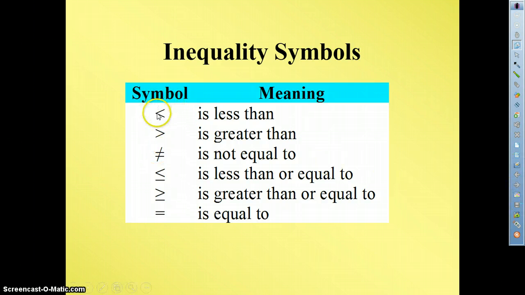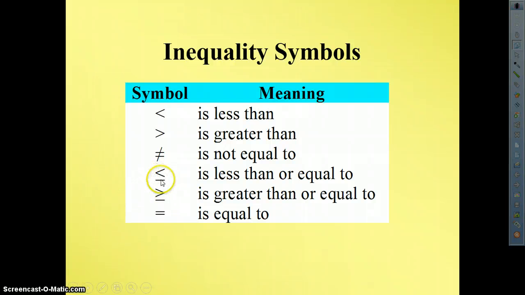This first one means that the first thing is less than the second thing. The alligator always eats the bigger number, so here the bigger number's on the right side. The second one is the greater than symbol. Here the symbol opens to the left, so the bigger number is on the left. An equal sign with a slash through it means is not equal to.